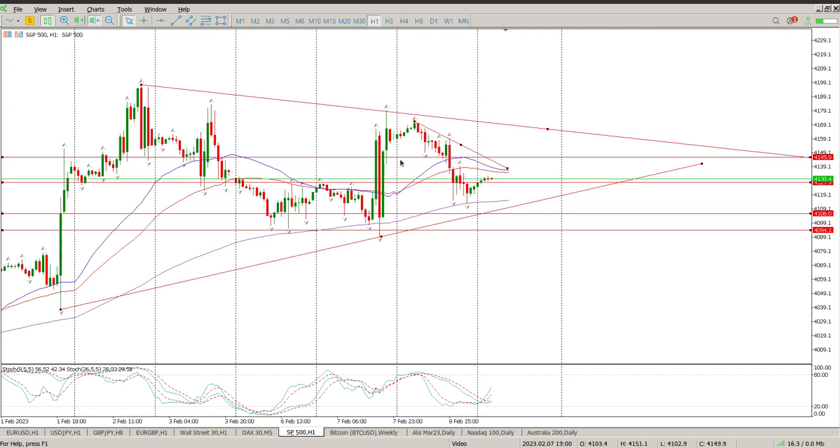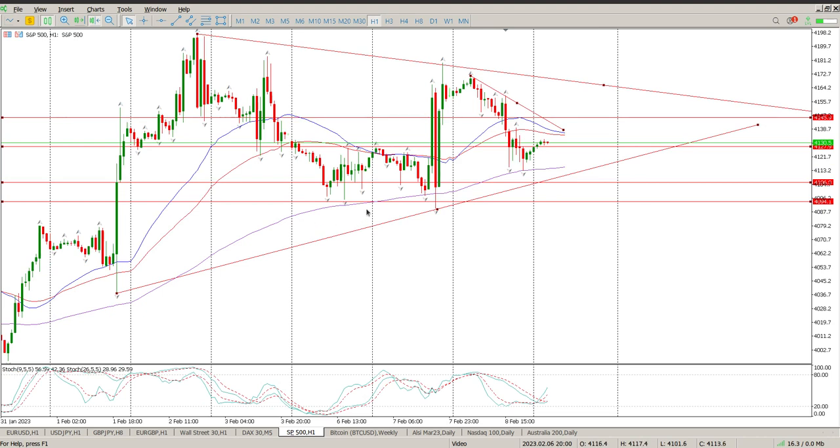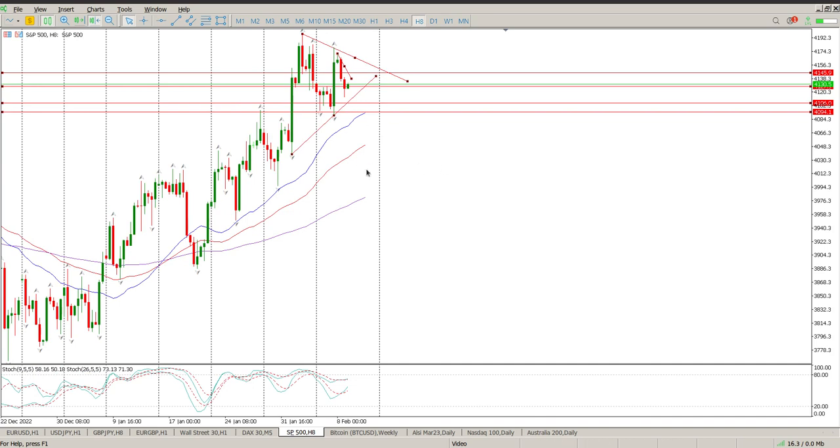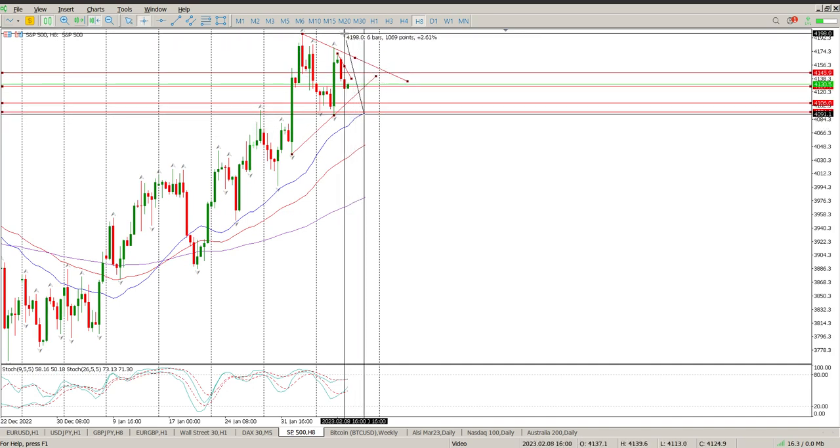But if you look at all the lines that I've drawn in here, that just indicates the chaos that we have in this setup at the moment. The real level to watch is this 4100. Break and retest of that sets up a much bigger move to the downside. So that'll set up a, what's that? 1,069 pips.